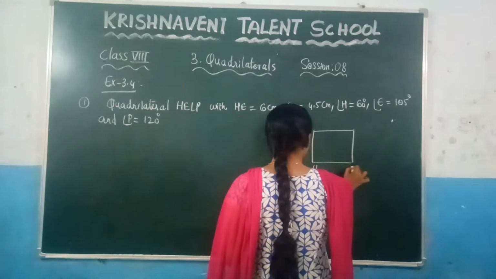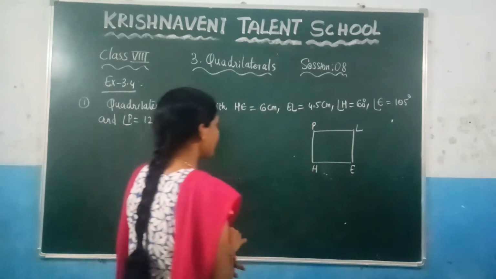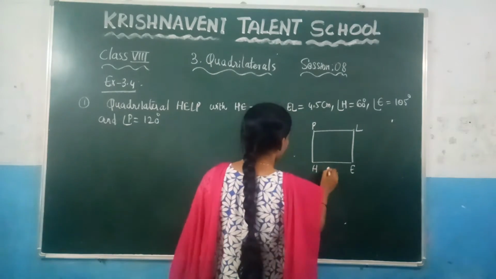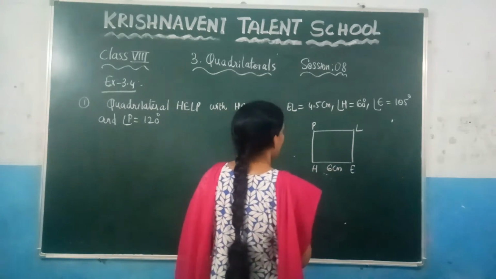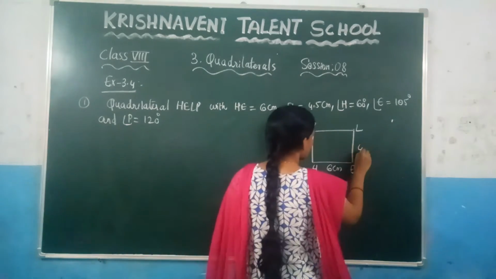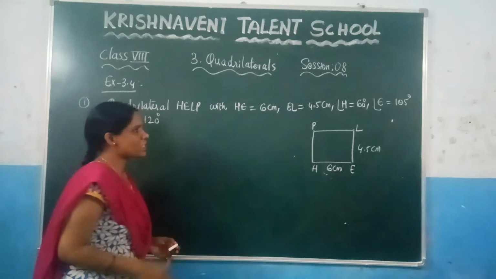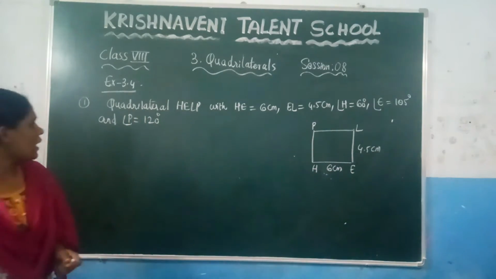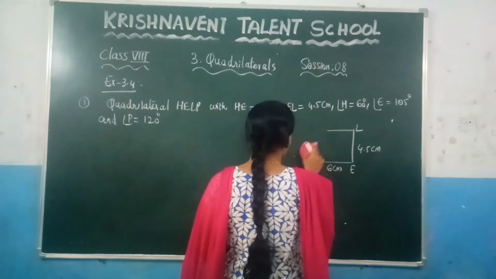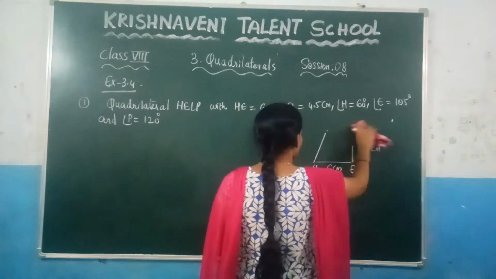I am drawing the rough sketch, right? So here write the measurements that you know. What is the value of HE given, which is 6 centimeters, and after that the value of EL, which is 4.5. That means this length is 4.5, and they have given the angles, angle H, angle E, and angle P. Angle H is given, which is nothing but 60. So you know that 60 will look like this. I am drawing the rough sketch.